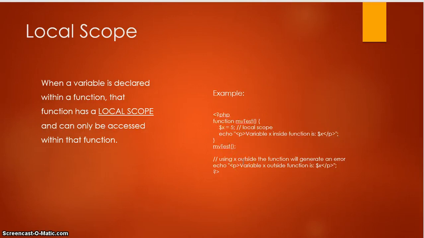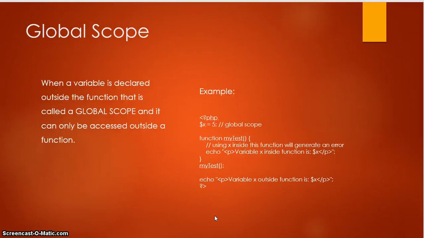We'll get to these examples in just a second. We'll just continue with this. The next one is global scope, and that's when a variable is declared outside of a function. It has a global scope, and it can only be accessed outside of that function. Once again, in the example, we have our scope right here with the number 5, and then we have our function inside with the echo.